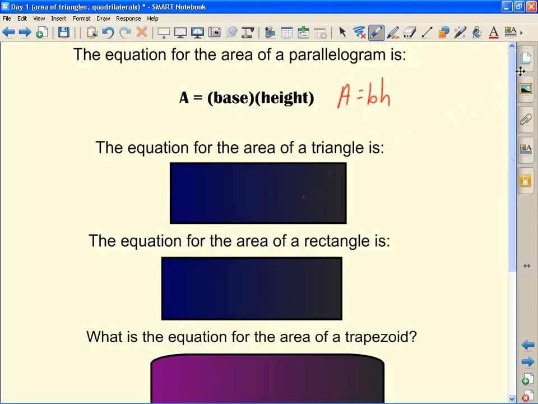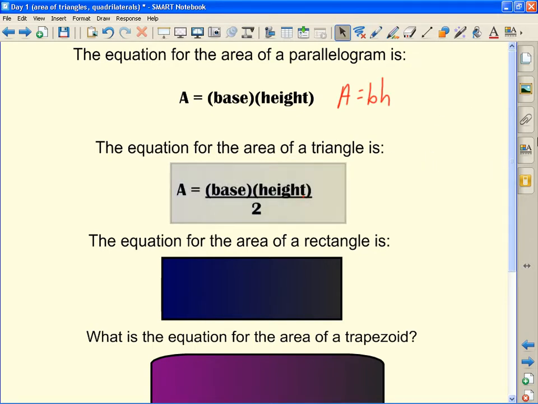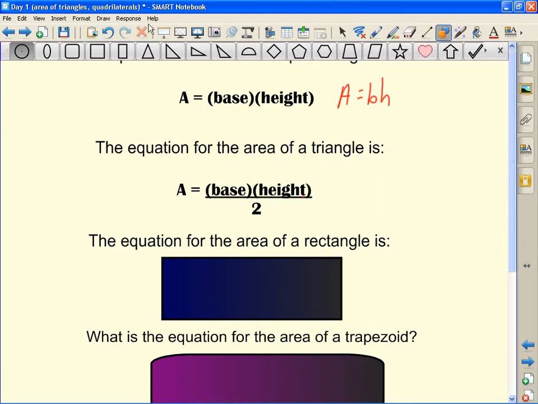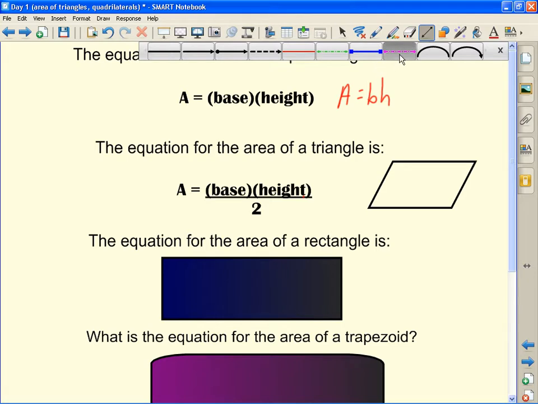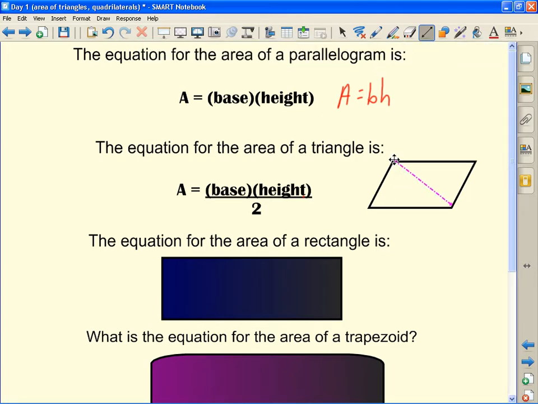A triangle's formula is base times height divided by 2, because if you remember, if you have a parallelogram of some sort, and you cut the parallelogram in half from corner to corner, you get a triangle, and so the area of any triangle is half the area of a parallelogram, and so that's where we're getting that from. So the area of a triangle is base times height divided by 2.